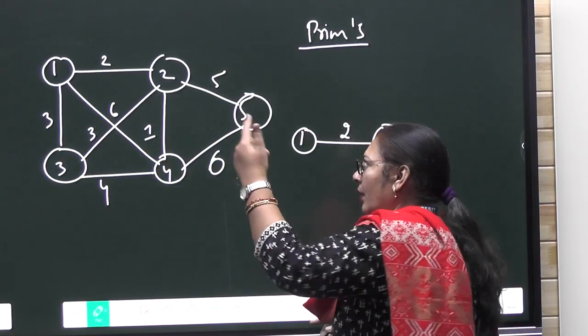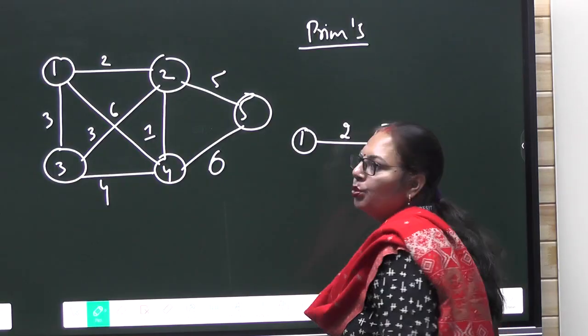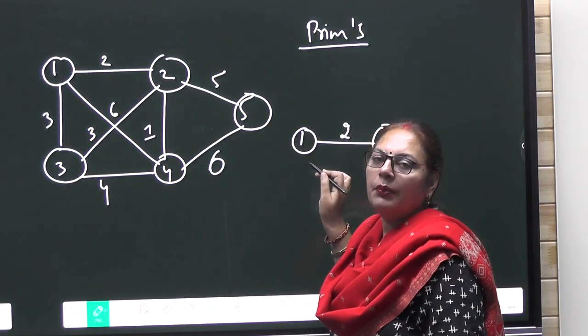Now we will see from 2 which are the minimum.